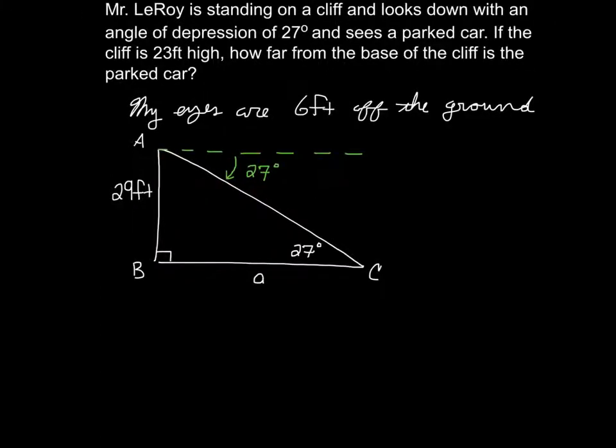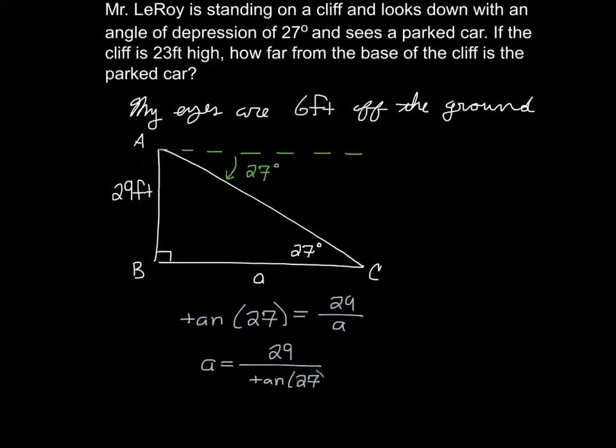To get that, we are going to use tangent of 27 is 29 over A. Using similar algebra from before, we're going to get that A is 29 over tangent of 27. And rounded to the nearest thousandth, what is that? We get 56.916 feet. So that's how far the parked car will be from the base of the cliff.